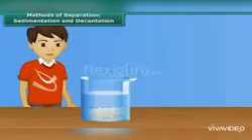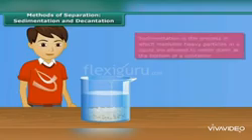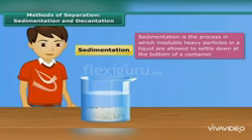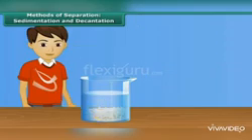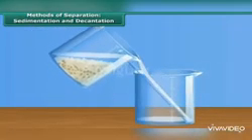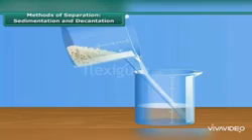Another method is sedimentation or decantation. If water that has insoluble impurities is left to stand undisturbed for some time, the heavy solid impurities settle down at the bottom. This process is called sedimentation. The clear water can now be poured into another container. This is called decantation.